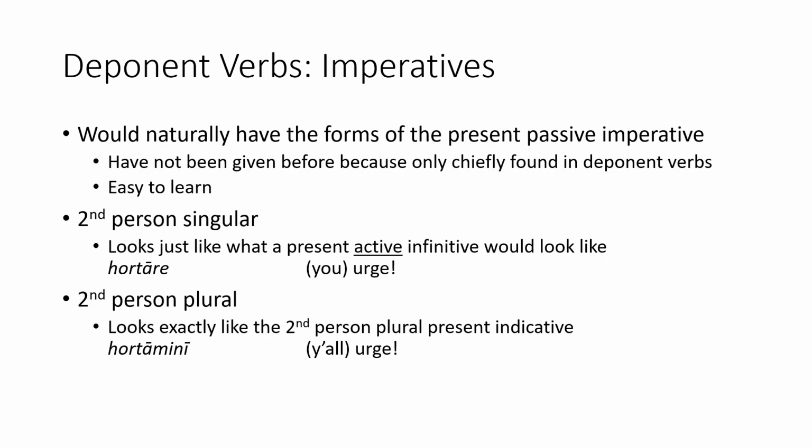Finally, the only new forms you actually have to learn in this chapter: the imperatives. The imperatives of deponent verbs would naturally have the forms of the present passive imperative. These do actually exist, but Wheelock has not given them before because they usually only appear with deponent verbs. The good news is that they are very easy to form, use, and recognize. The second person singular imperative looks just like what the present active infinitive would look like. So for hortor, that is hortare, urge. The second person plural looks exactly like the second person plural present indicative, hortamini, urge.